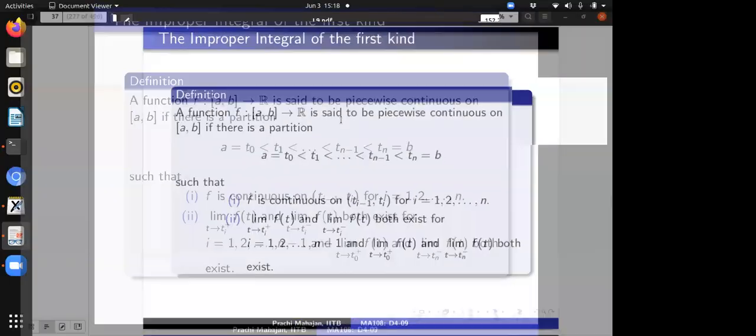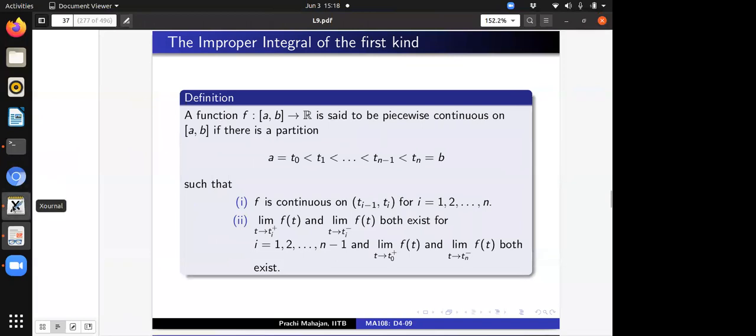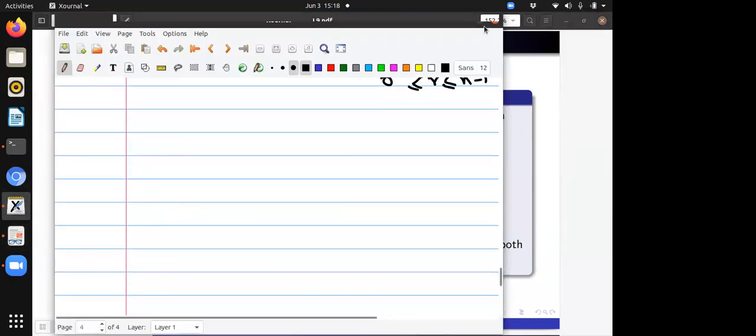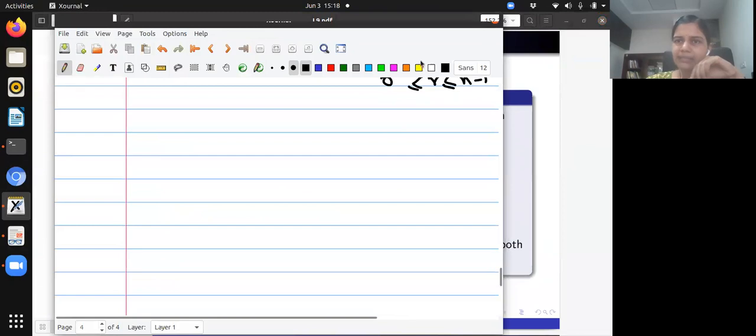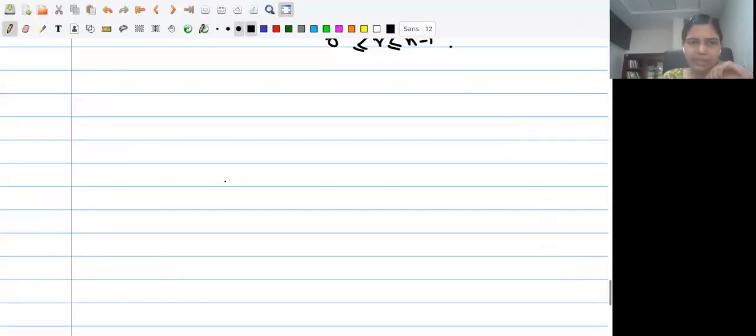Let me draw this. What does a function like this look like? But n needs to be finite. Yes, partition means this is finite. So something like this, right?